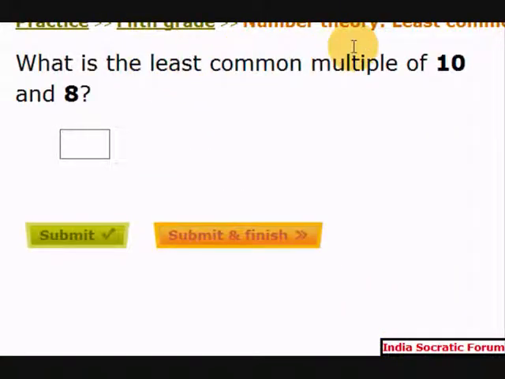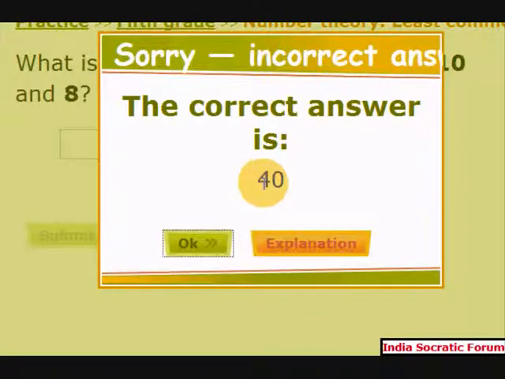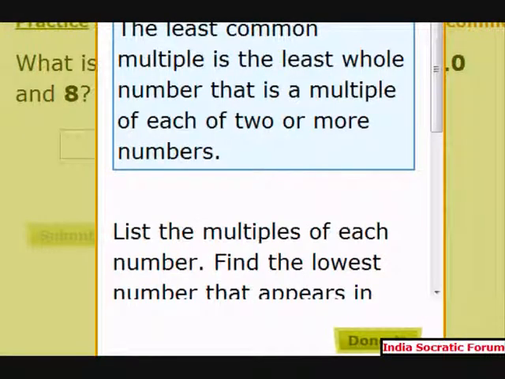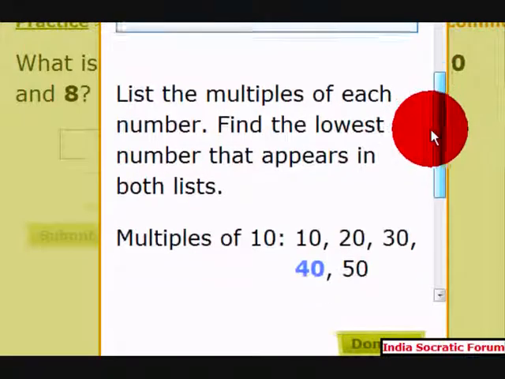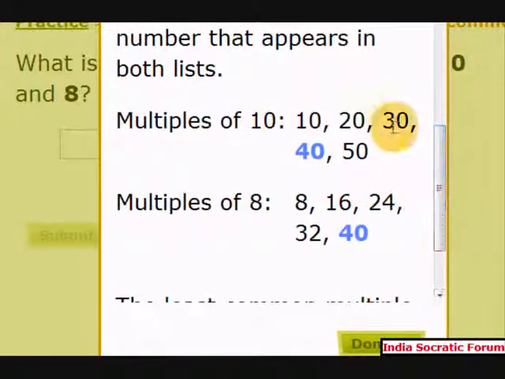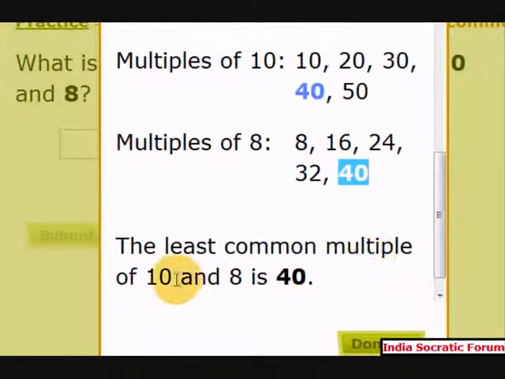What is the least common multiple of 10 and 8? Answer is 40. Do you know why? Let's see the answer. These are the multiples of 10. These are the multiples of 8. Which one is least, commonly seen? These are all not common. This is the least one which is seen in both. The least common multiple of 10 and 8 is 40. LCM is 40.